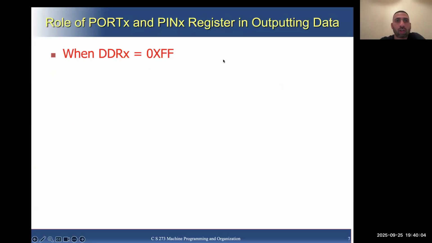What is the role of the PORTx and PINx registers in outputting data? The role of the DDR register in outputting data we have already discussed. You need to set the DDRx register equal to 1 for the corresponding pins. So for example, if for any port X you want to use all 8 pins as output pins, you need to write 0xFF. And you have done this in your labs, right?